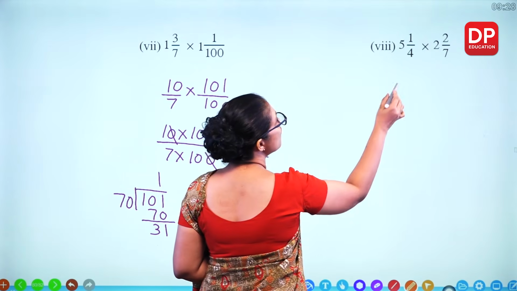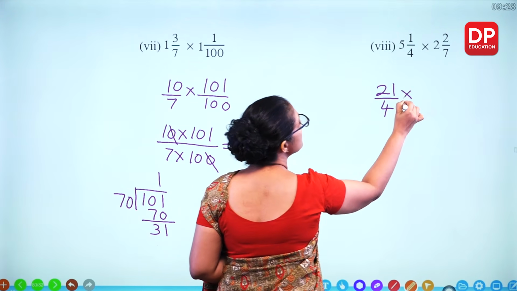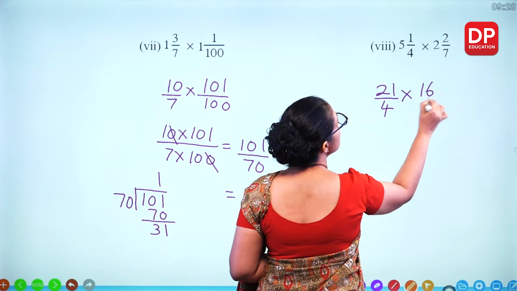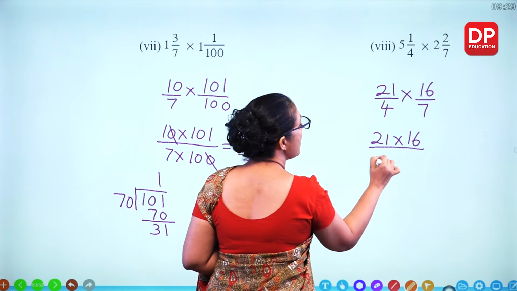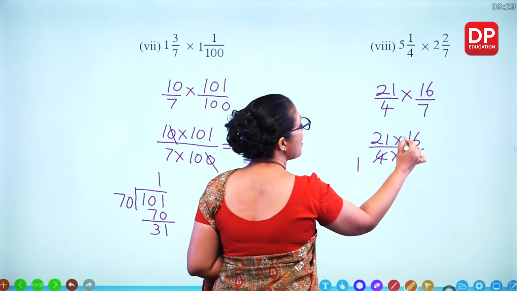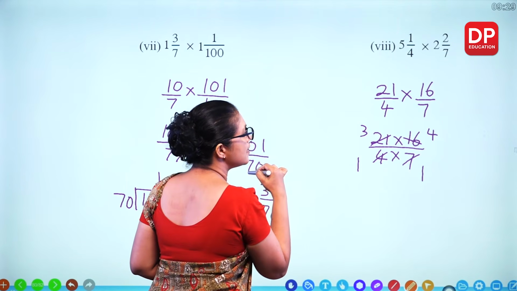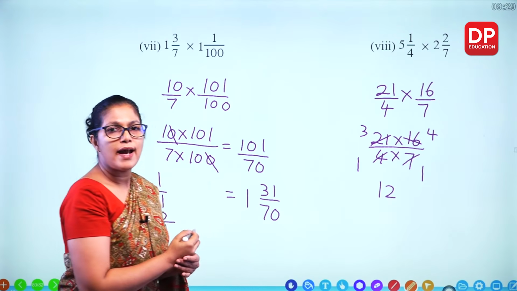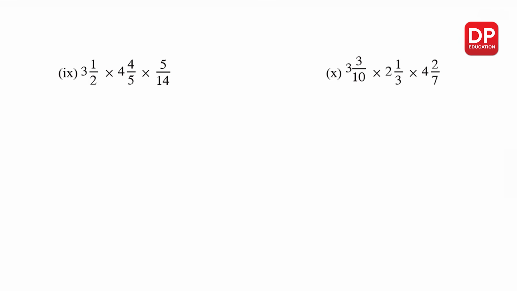This one, 4 times 5, 20. So 21 over 4 times 7 times 2, 14 plus 2, 16 over 7. Multiply the numerator separately and the denominator separately. 4 times 1, 4 times 4. 7 times 1, 7 times 3. So you get 12 over 1. You can write 12.